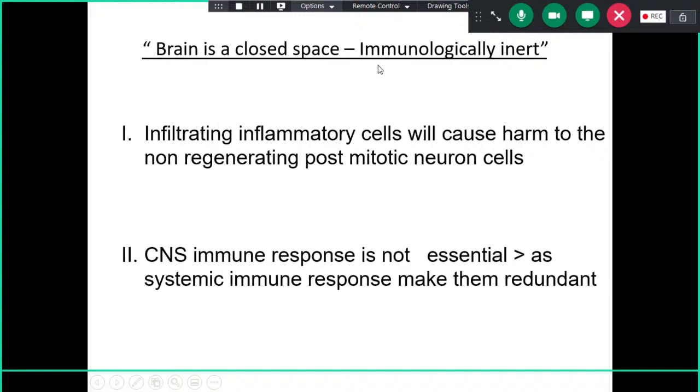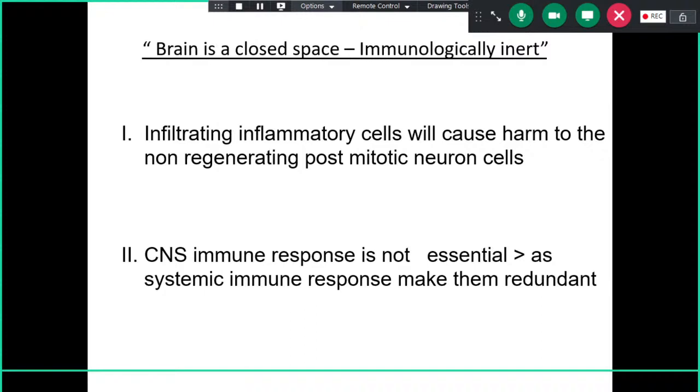The whole idea was, why should it be immunologically inert? You expect that if any kind of inflammation seen in the periphery is produced inside the brain, the non-regenerating post-mitotic neuronal cells will be completely damaged. So it was thought that a CNS immune response is not essential, as the systemic immune response makes it redundant, because as I told you, the peripheral immune response is a robust immune response.